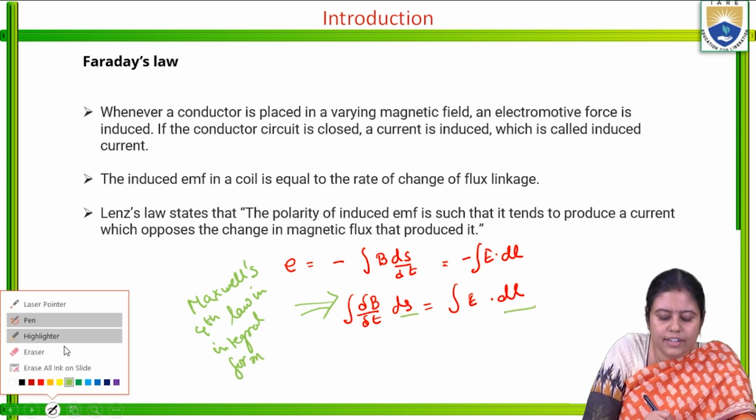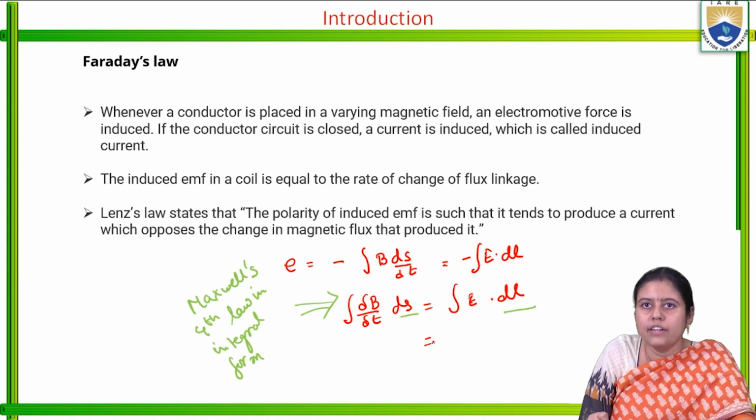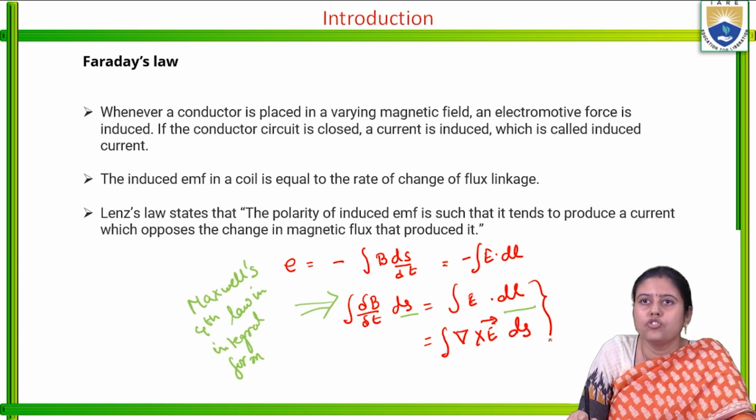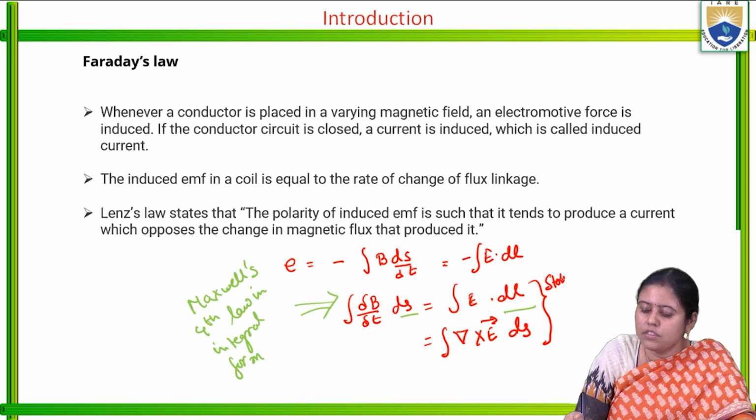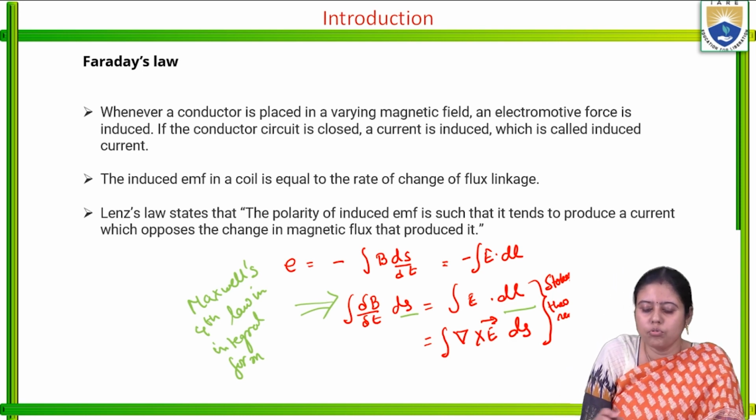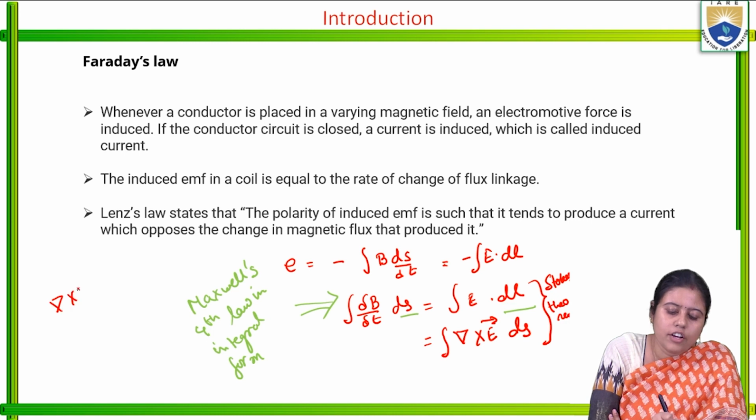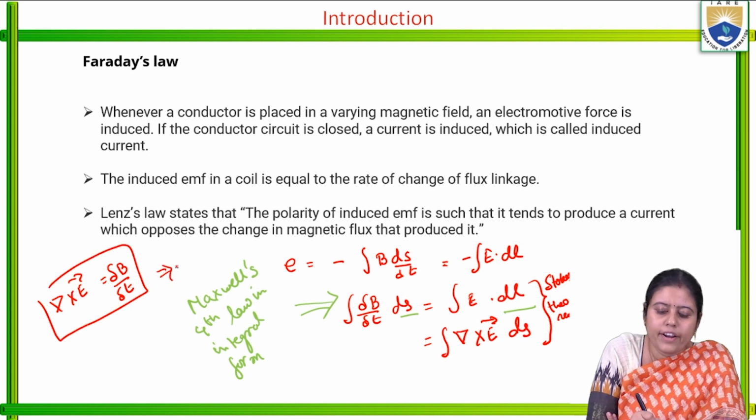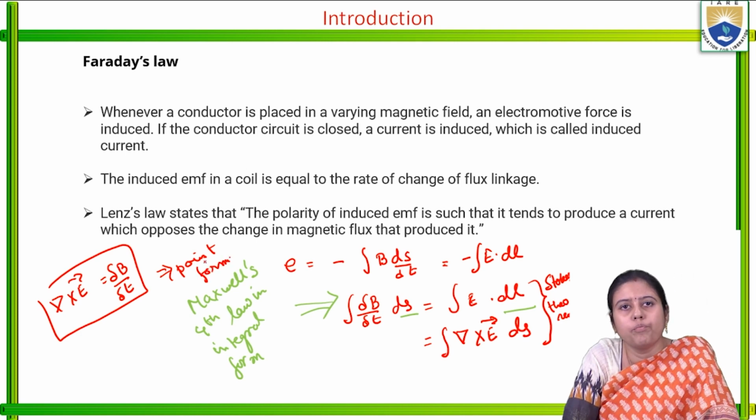Now this side is dS, this side is dl. How can we change dS to dl? We can use Stokes theorem, and we can write grad cross E into dS. Using Stokes theorem, if we equate the two sides, we will get grad cross E is equal to minus del B by del t. And this is Maxwell's fourth equation in the point form.